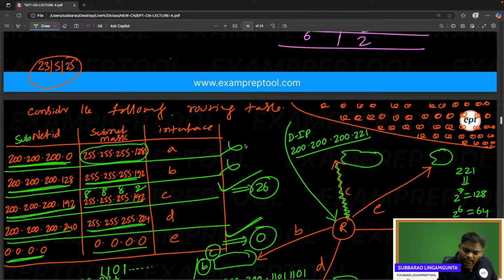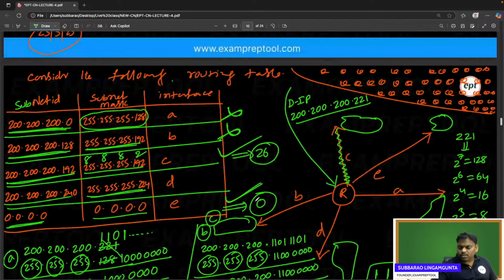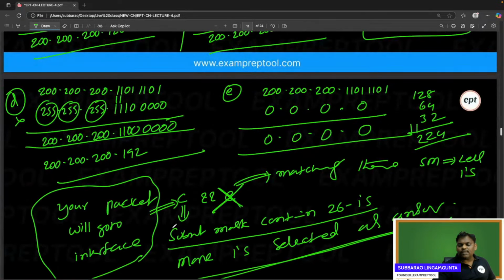See this one, it is not matching. There is no concept of how many ones are in the subnet mask, because it is not matching. C is matching, E is also matching. In C, the subnet mask contains 26 ones. In E, the subnet mask contains 0 ones. So the larger one is 26 ones, and C will be selected as the answer.